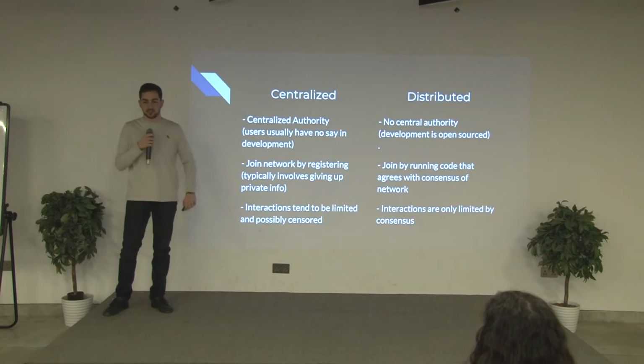In centralized networks, we go back to how much information you want to give up. In centralized networks, typically that means you give up private information, versus a decentralized network where you control what information you give, or you give no information if you can write your own code, for instance, to join the network. And then interactions in centralized networks tend to be censored or limited by the company for whatever reasons they feel is within their jurisdiction, whereas in decentralized networks, the only limitation is the consensus you agree to.